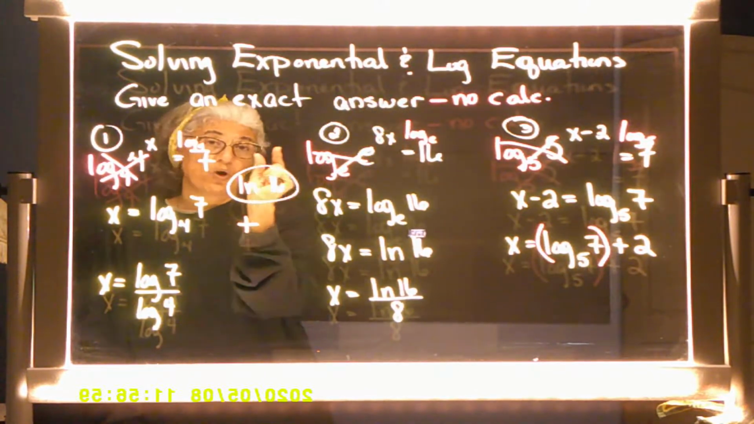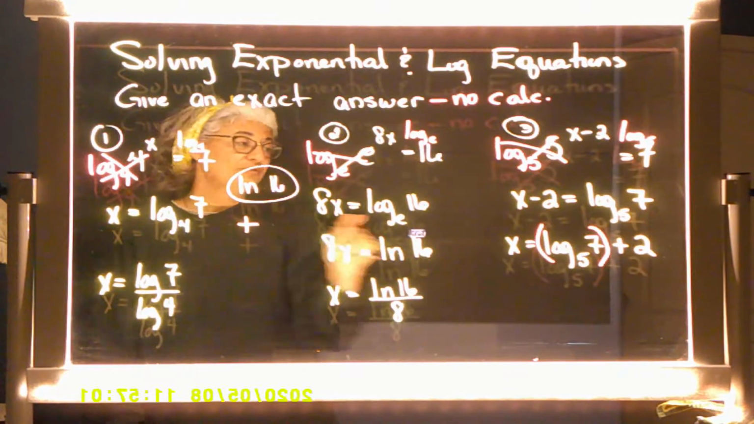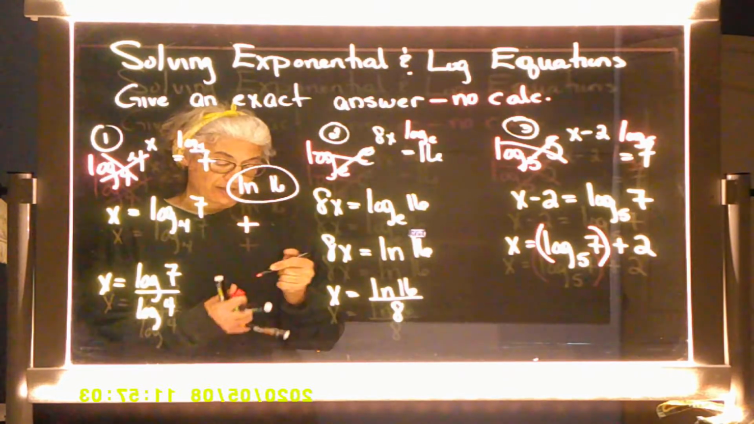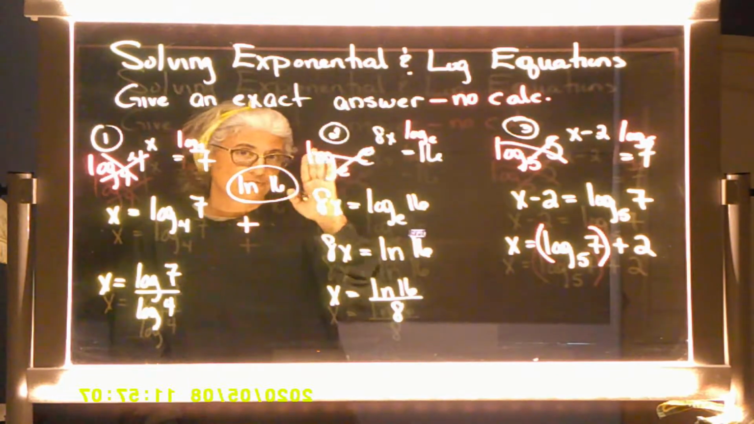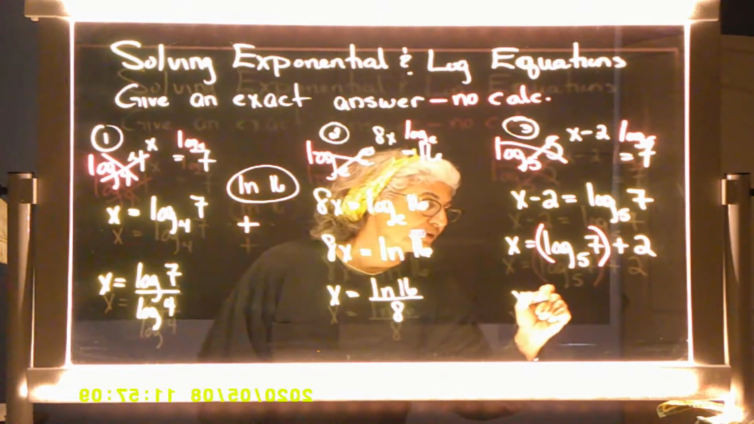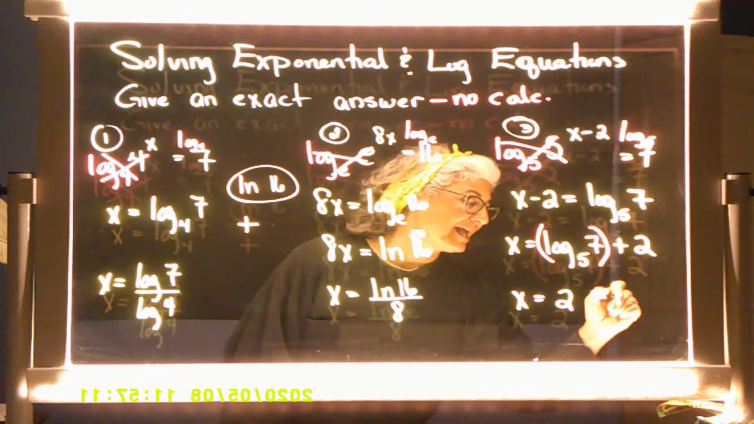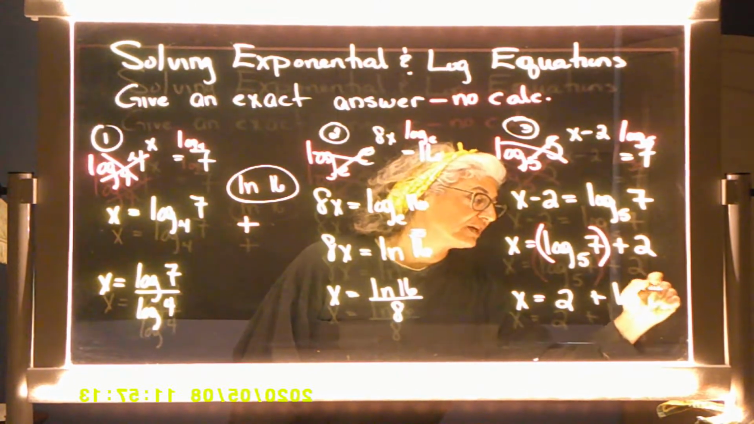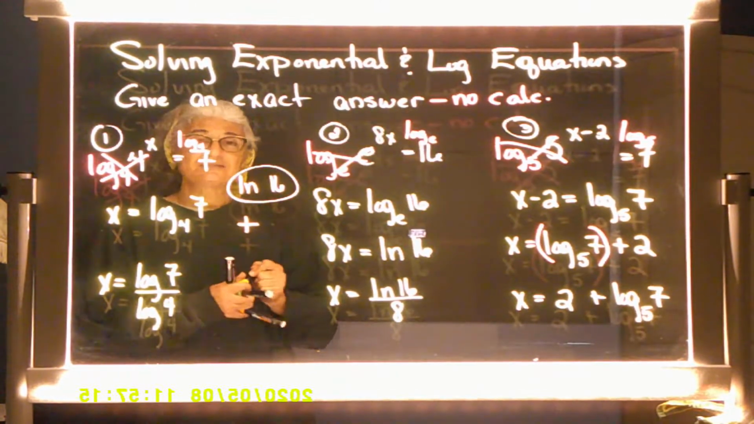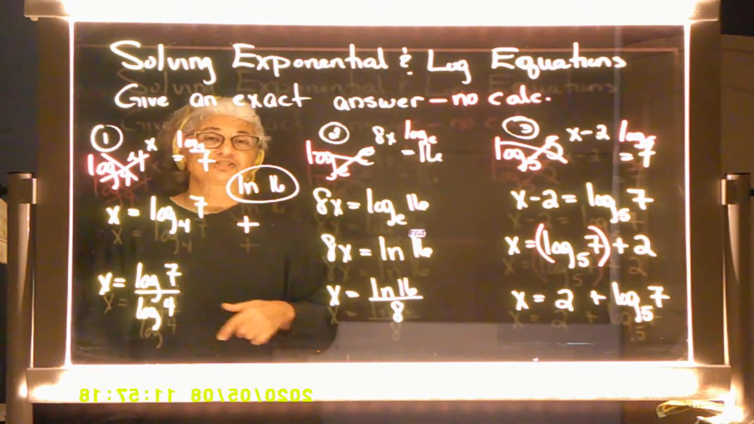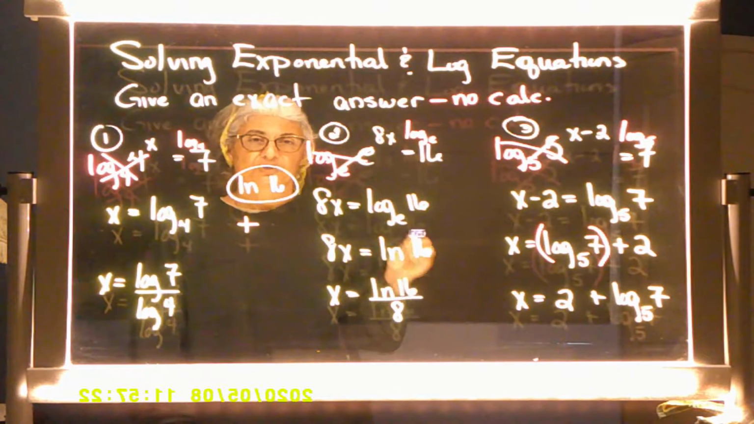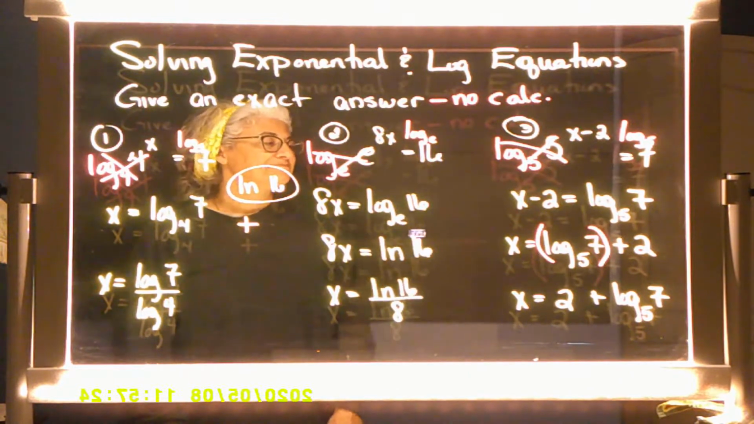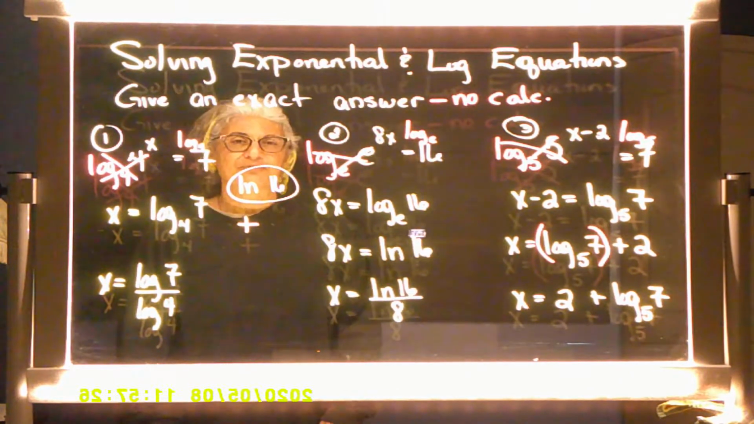It's considered one term. So some of you may want to put parentheses around this, or some of you, to make certain you keep it straight, may actually want to write the 2 first and then add the log base 5 of 7. Both of these answers are the same, so be very cautious how you look at them. Good? Okay, hang in there. Got some more examples for you.